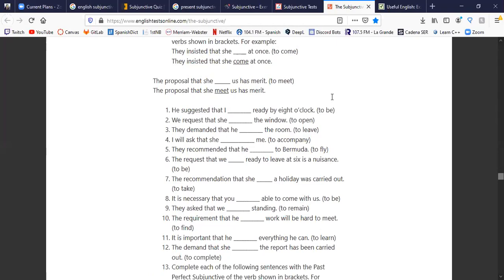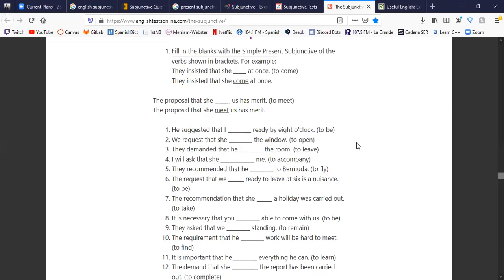So the questions are, hold on, I'm trying to pull this up. Okay, perfect. Let's just do it like that. For this exercise, we fill in the blanks with the simple present subjunctive of the verb shown in brackets. For example, they insisted that she blank at once. Here's the verb, and you have to choose the right form. So what would the form be? Come. They insisted that she come at once.